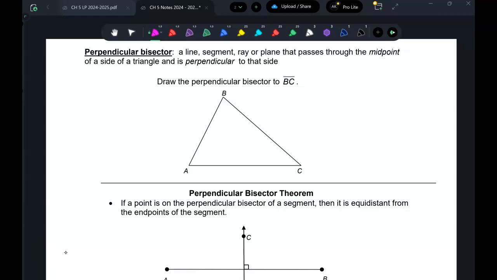Okay, we should recognize both of these words. Perpendicular. Perpendicular means they form a right angle, a 90 degree angle. Okay, perpendicular means it has to make a right angle. And if it's a bisector, it has to go through the midpoint. So it goes through, or just goes to the midpoint and out?